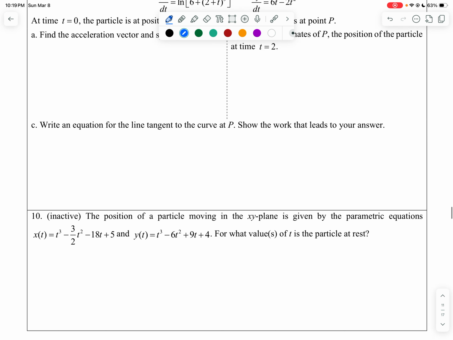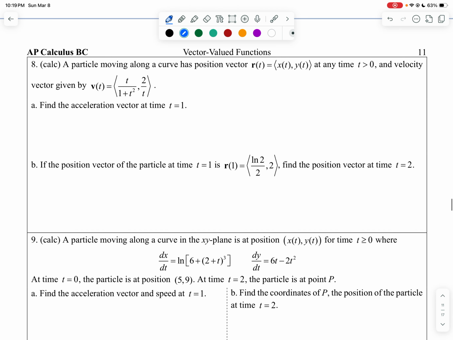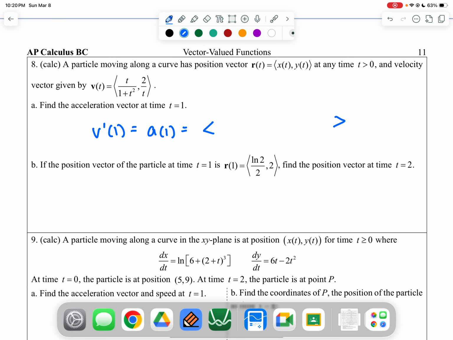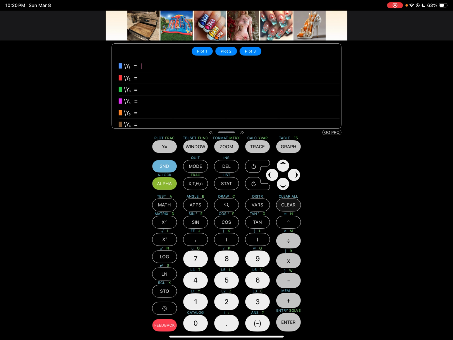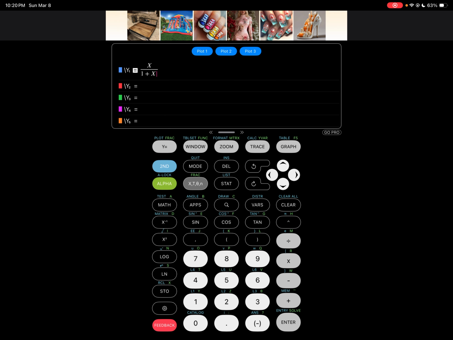Going from 8 and 9, which is more calc stuff. This shouldn't be too bad now, hopefully. For part A, it's asking you to find the acceleration vector at time t is equal to 1. So what you're going to do here is just take the derivative of the velocity at time t is equal to 1 and then see what you get. So let's see, we have t over 1 plus t squared, and then 2/t.